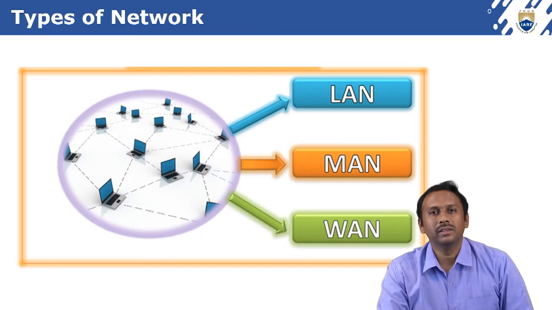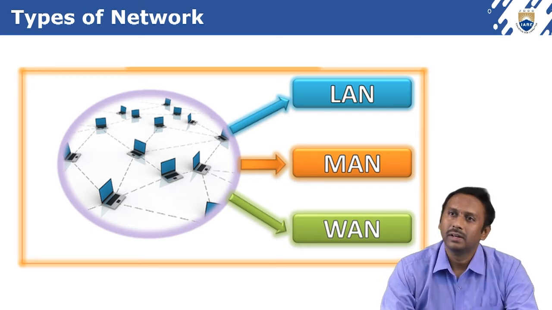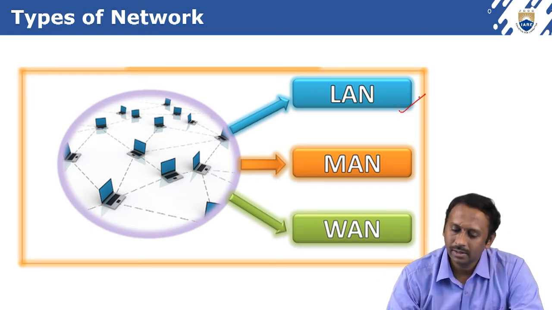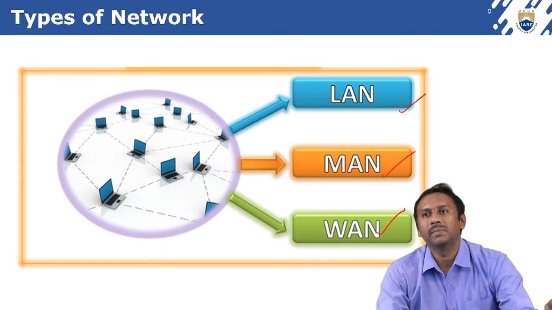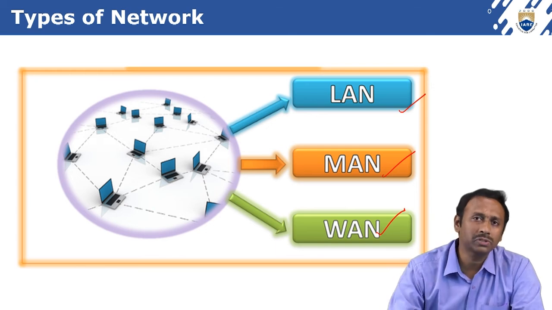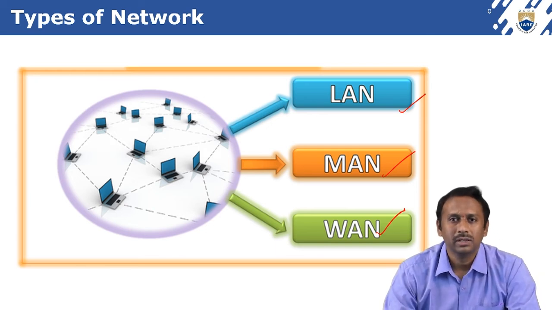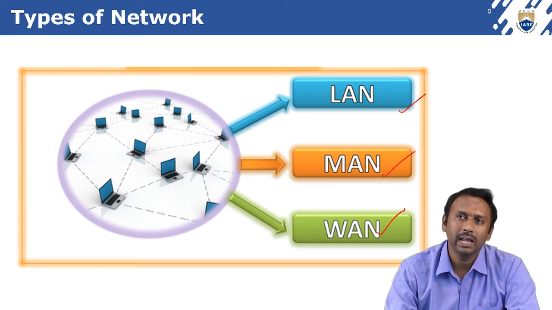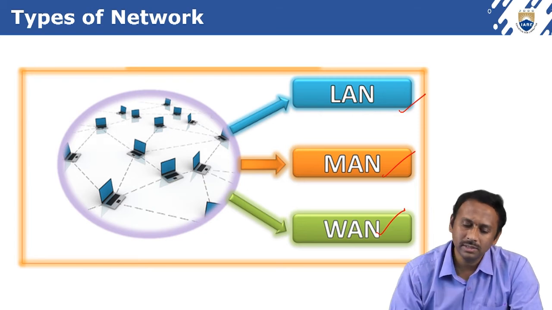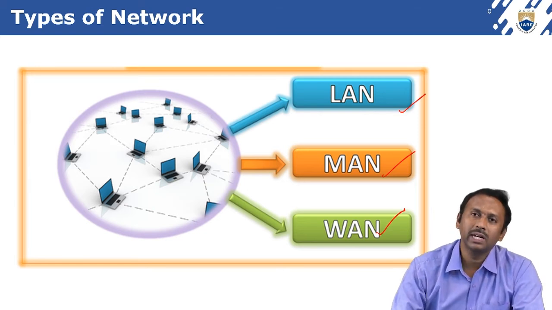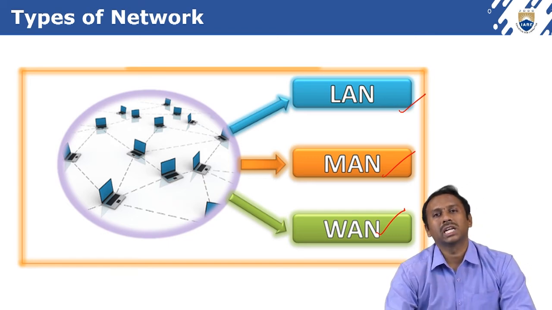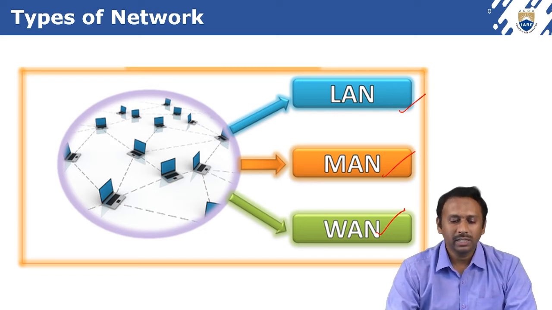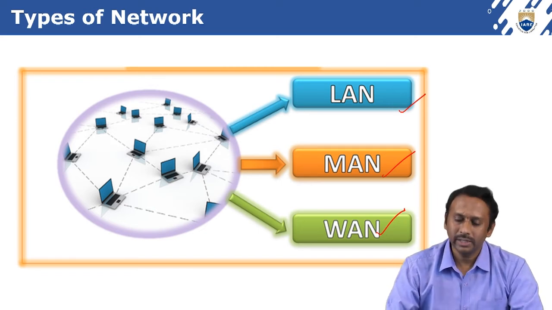Okay, so let's start. There are three types of networks: LAN, MAN, and WAN. What is LAN? What is MAN? What is WAN? All are networks only. There are three types: one is LAN, another is MAN, and the third is WAN. LAN is nothing but local area network, MAN stands for metropolitan area network, and WAN stands for wide area network. We will see each and every network in detail.